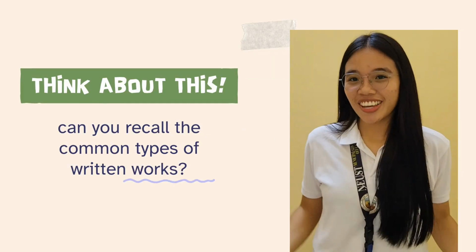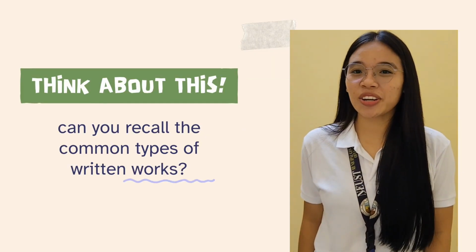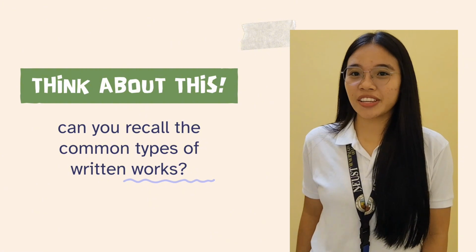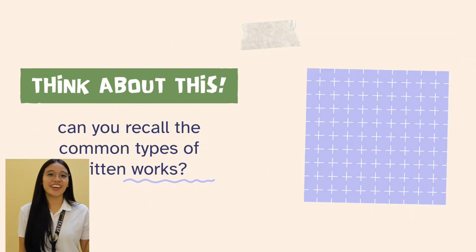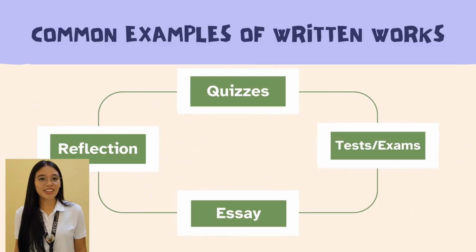For example, after watching a documentary in social studies, you might write about how it affected your perspective on the topic. Okay, children, now can you recall all the common types of written works? Very good! So the common examples of written works are quizzes, exams or tests, reflections, and essays.